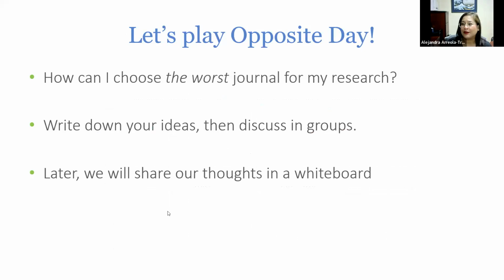Anyway, we are going to go into breakout rooms again. What we're going to do is we're going to play opposite day. We are going to think about how we can choose the worst journal for your research. Now you have a very good idea of how to choose a good journal for your research, but now you're going to discuss how to choose the worst possible journal for your research. For 1 minute, I'd like you to think about it. And after that minute has passed, we are going to go into groups of 2, and then we're going to go into groups of 4. And then we are going to share our ideas on a whiteboard.